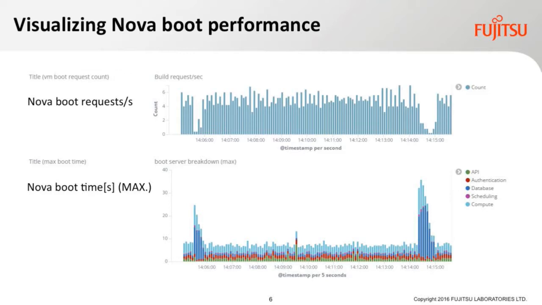This is a screen capture of our Kibana dashboard. The upper chart represents Nova boot requests per second, and the lower chart represents maximum Nova boot time. So in the lower chart, the shorter bar is the better one. And you can find Nova boot performance is getting worse in these red areas. This is because the I/O limiter regulates the database IOPS for these periods of time.